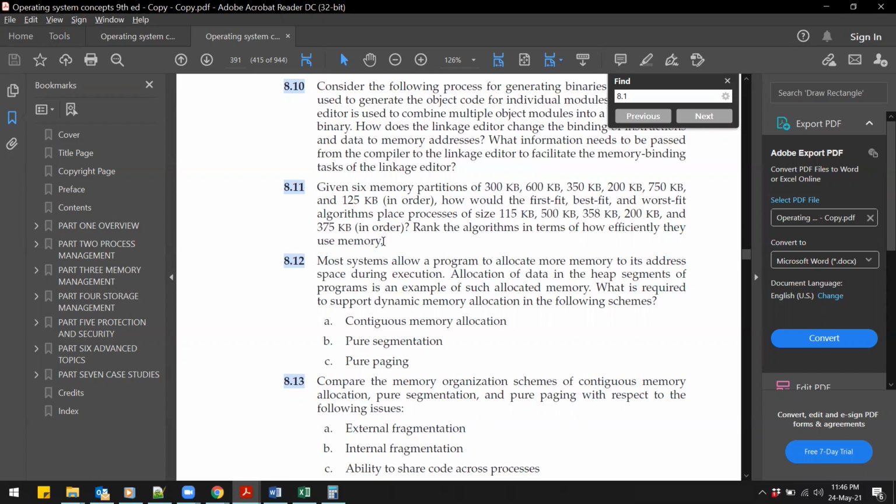And we have to rank the algorithms in terms of how efficiently they use memory. Now, the first question, 8.4, was on one of the methods of memory management, paging. This question is on the other method, that is segmentation.